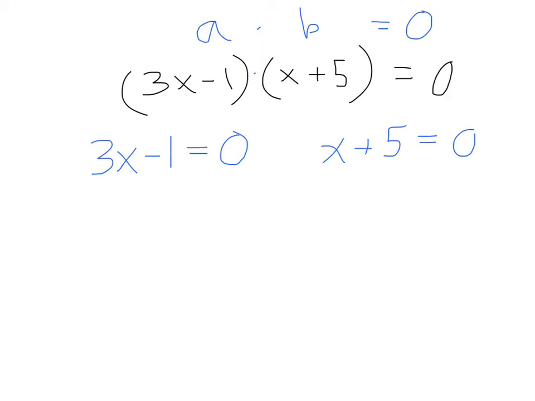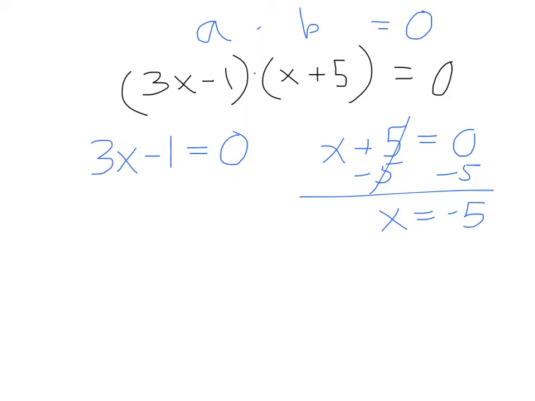So let's do the right equation first. If x plus 5 equals 0, well, we want to isolate the variable, so we can subtract 5 from both sides. Then x is negative 5. So what that means is, that's our solution, x equals negative 5. That means if we were to plug into the original equation in black, everywhere there's an x, if we plugged in a negative 5, we would end up with a result of 0. Okay, so that's one of our solutions.